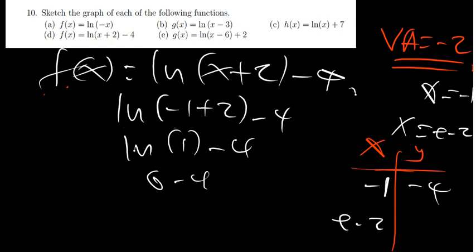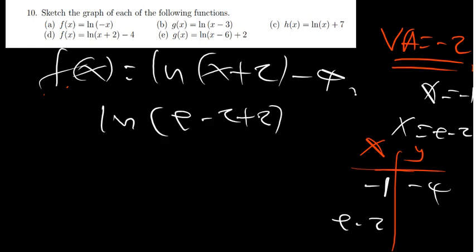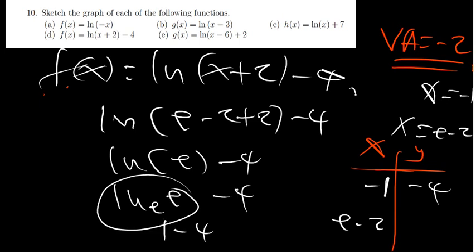Next, I'm going to put e minus 2. If I put e minus 2 where there's x, I'll have e minus 2 plus 2, then minus 4. So I'll have ln of, negative 2 plus 2 is going to give me 0, so definitely I'll remain with e minus 4. So I'll have ln e, which is going to give me 1. Minus 4, so I'll have 1 minus 4, which is going to give me negative 3. So I'll put negative 3 here.